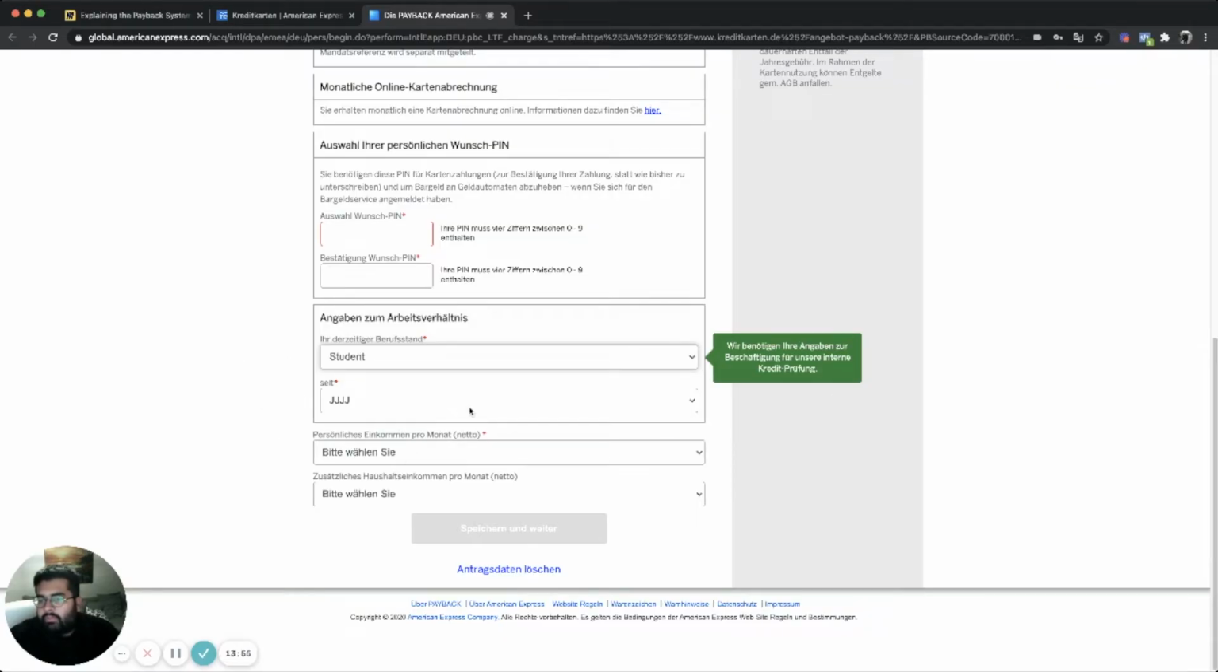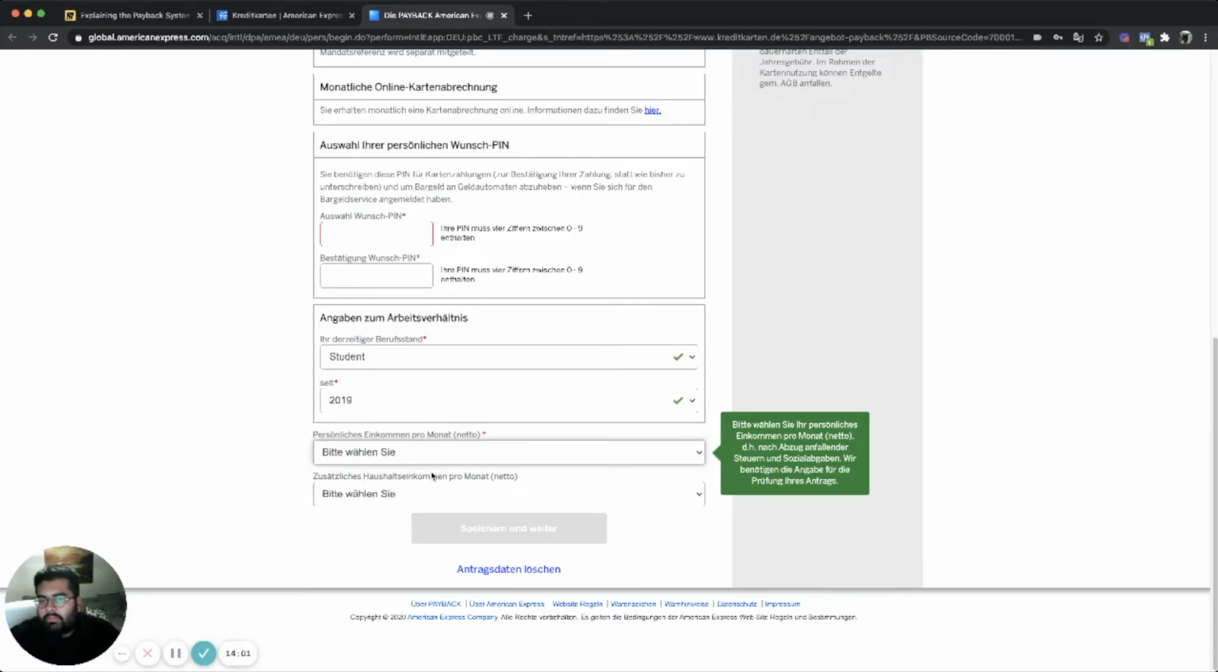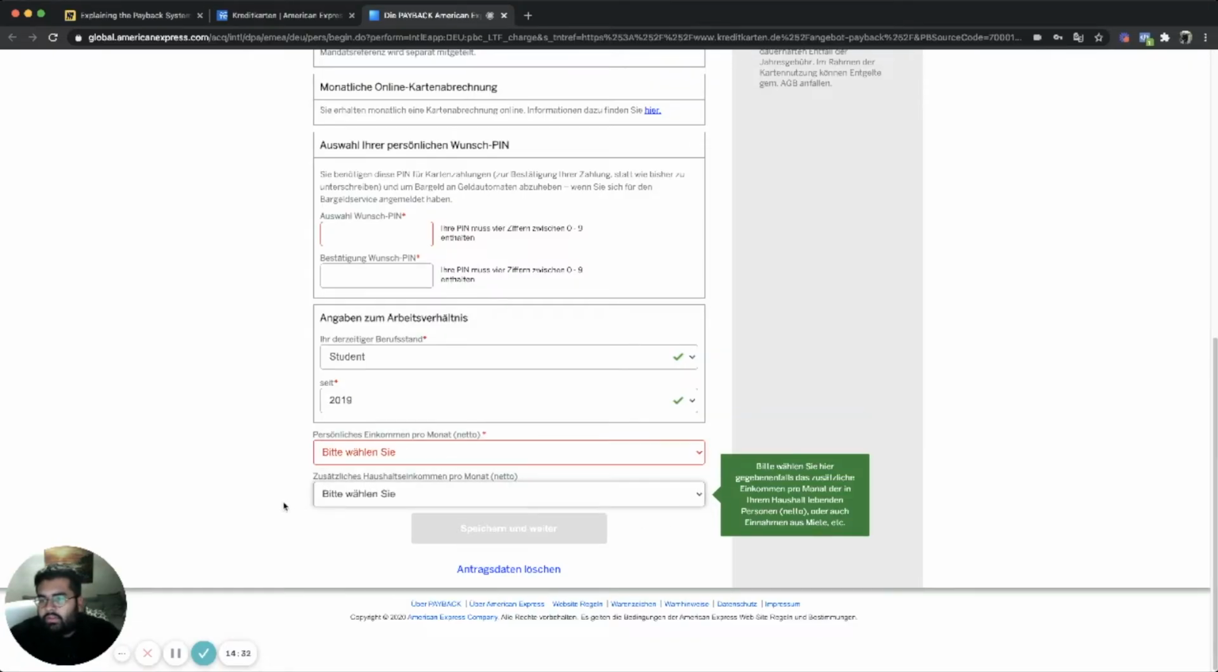When you're putting it as student, you can also put since when you are a student, and then you can put your monthly income. Generally, the more monthly income you have, the higher the chances are of getting accepted. So this is again another critical criterion, but anyways, they cannot check how much you're earning. So you can put the details as you want, and if you're earning more, then of course it is nice. But generally, they don't have a way to check it. Then any kind of extra income you have per month, you can also put that inside.